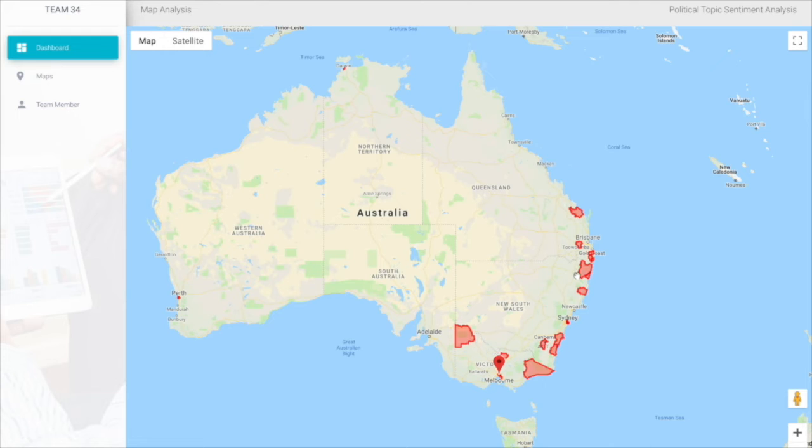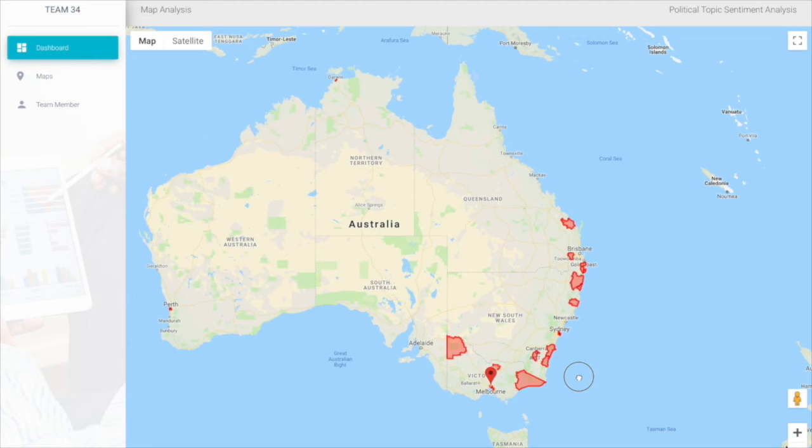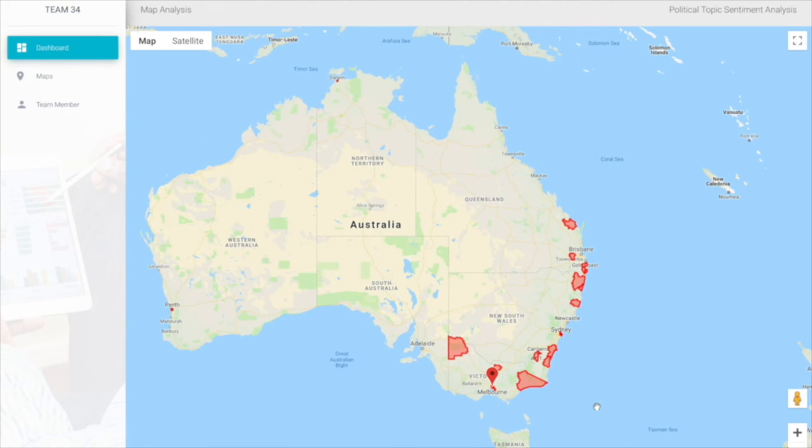We can also see that Darwin and Perth are represented, not just the eastern seaboard. Nothing is happening in Adelaide, as you might expect.